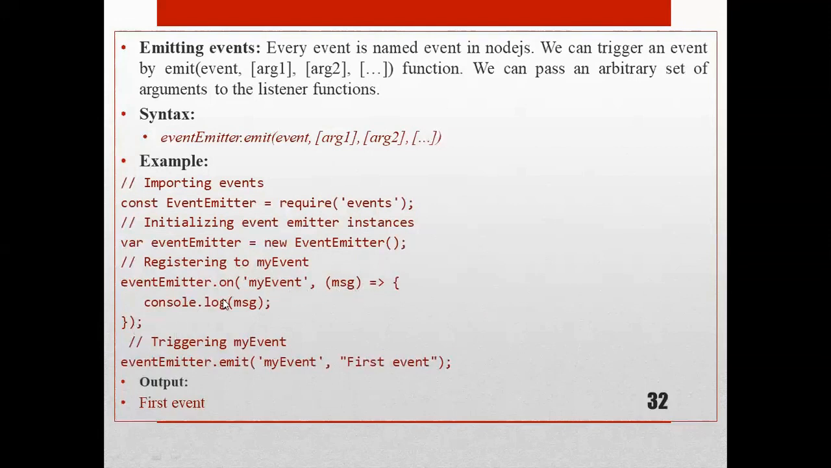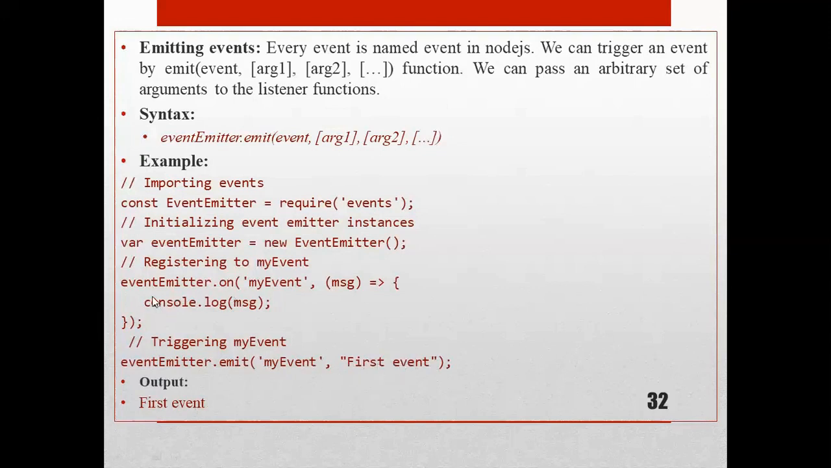So how to trigger this event? For triggering this event, write eventEmitter.emit inside the bracket, give the event name, that is myEvent, and then arguments. For the first event we are going to pass an argument as a message. That message we are going to print here. So pass this argument as a message, like 'first event'. If we execute this code, we will get the output 'first event'.